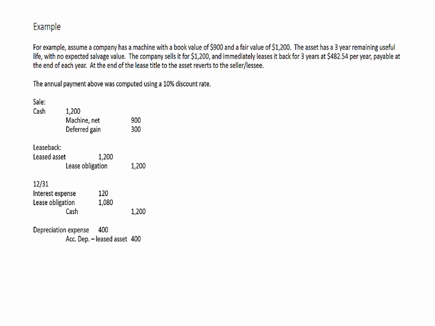Now, think of the original data for this example. The asset had a book value of $900 and a 3-year remaining useful life. Assuming straight line depreciation, that means that they would have taken $300 of depreciation expense over the course of 3 years. Because of this sale-leaseback transaction, we're taking $400 of depreciation expense. We're going to go ahead and recognize a portion of that gain, not by crediting gain on sale, but by crediting depreciation expense. So we're recognizing the gain by reducing depreciation expense to the level it would have been had the sale not taken place.